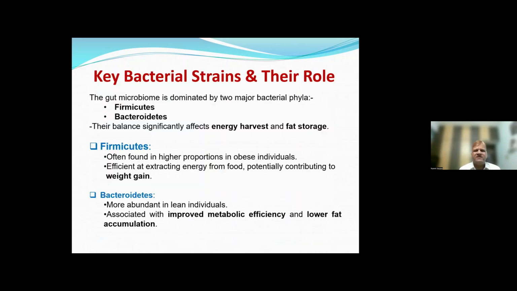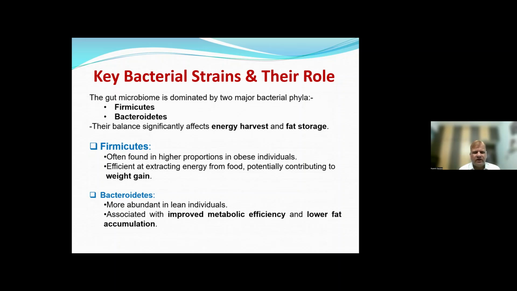And key bacterial strains and their role. These are the key bacterial strains, and we can see here their role. The gut microbiome is dominated by two major bacterial phyla, Firmicutes and Bacteroidetes. Their balance significantly affects energy harvest and fat storage. Firmicutes is often found in higher proportion in obese individuals and is efficient at extracting energy from food, potentially contributing to weight gain, and it potentially has a major role in weight gain.